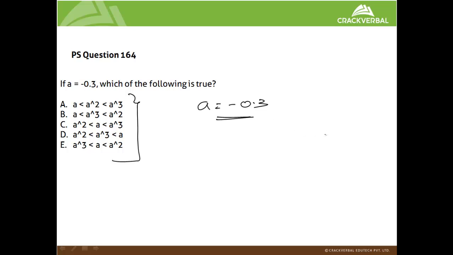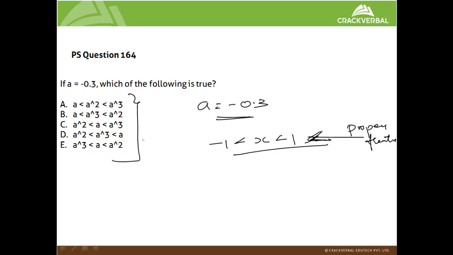And A is a proper fraction here. What is a proper fraction? The value which lies between negative 1 and positive 1, right? So that's called a proper fraction. Okay, so here if you look at it, all the answer choices have a square and a cube.